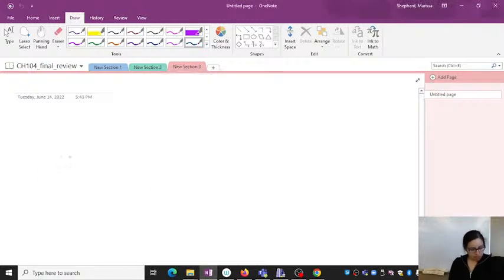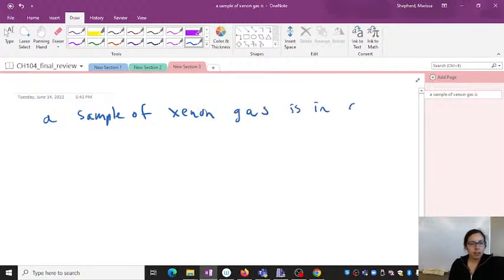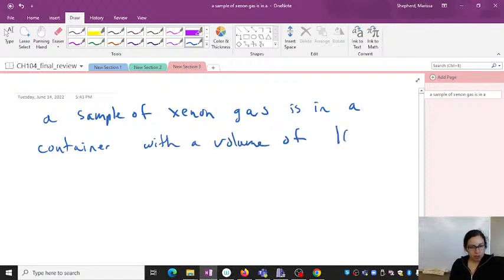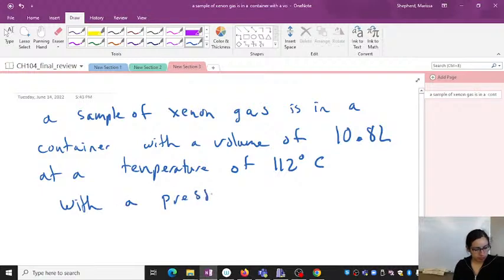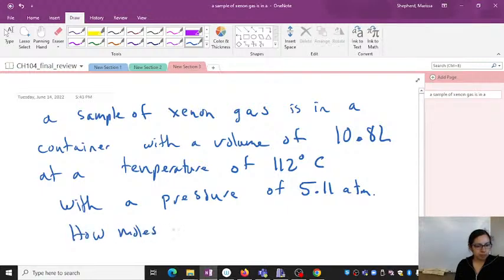All right, so now let's try another one. A sample of xenon gas is in a container with a volume of 10.8 liters at a temperature of 112 degrees Celsius with a pressure of 5.11 ATM. So how many moles of gas are present?